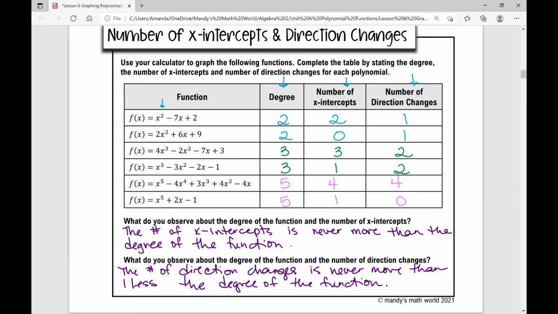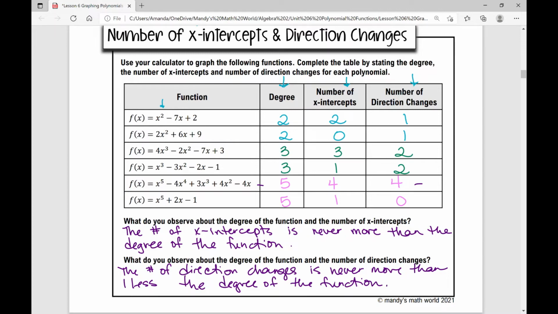And that's actually true for polynomials, both of these. So the number of x-intercepts will never be more than the degree. The degree is the maximum amount of x-intercepts that a particular polynomial function will have. And the number of direction changes, at most, will be one less, and then you subtract 2 every time after that, right? So you can have 4 direction changes for a polynomial of degree 5, and then maybe 2.